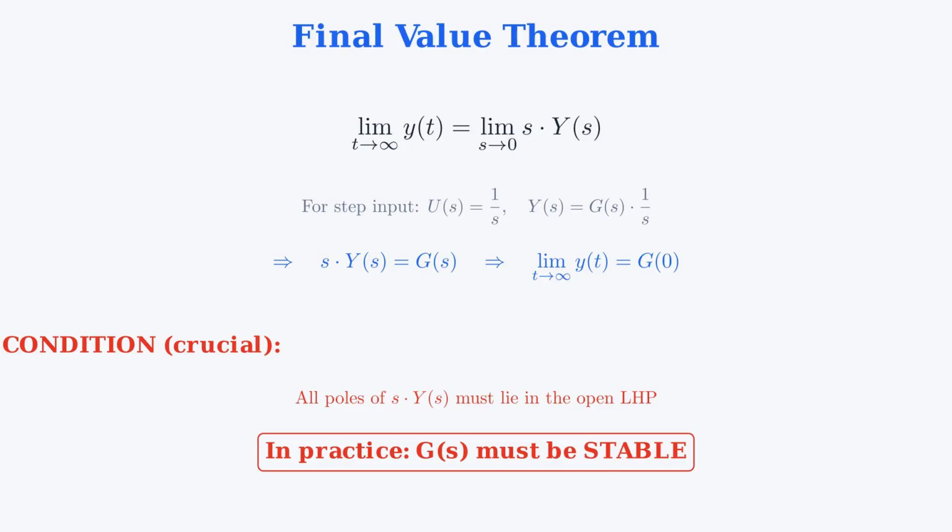If the system has a pole with positive real part, the output contains a growing exponential term and does not approach a finite value. The final value theorem gives a number, but that number is wrong. So the plan is, first check stability, then, if stable, compute g of 0. Never skip the stability check.